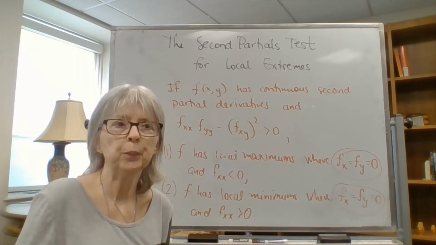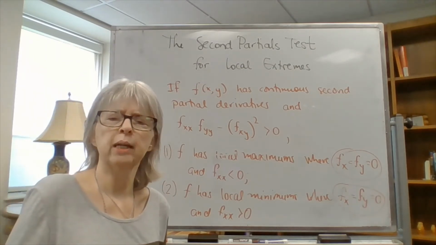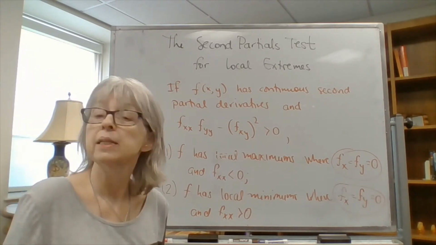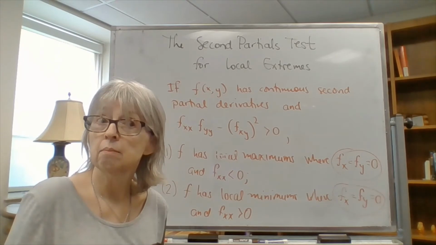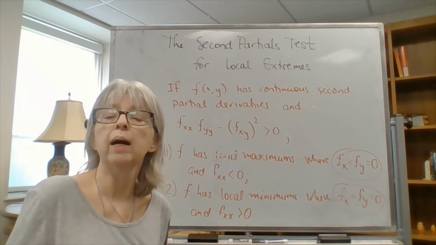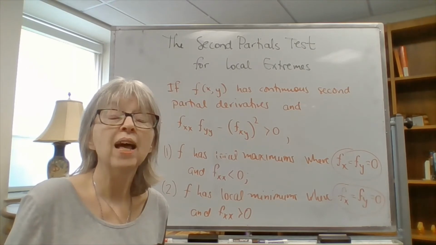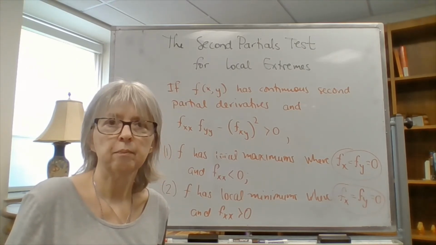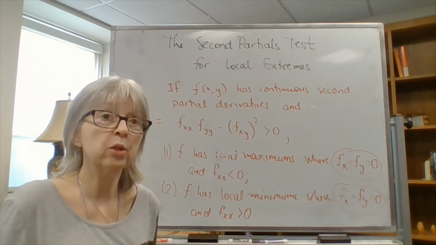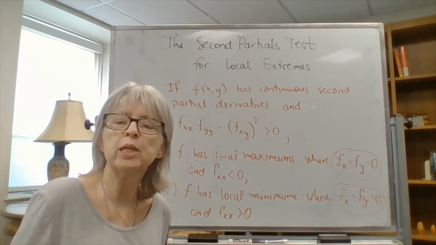So here's what we do. Someone says, locate and classify all local extremes of this function of two variables. Take the first derivative with respect to x, partial with respect to x, find the partial with respect to y, set them both equal to 0, and then solve that system of equations. Partial with respect to x equals 0, partial with respect to y equals 0. Find all points in the plane that make those two equations true.